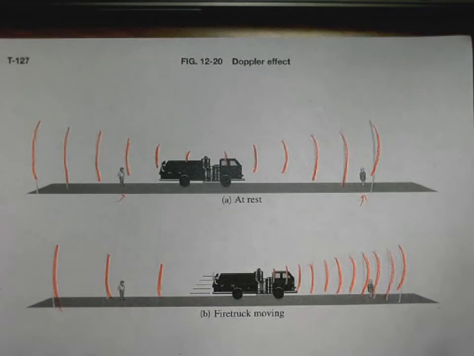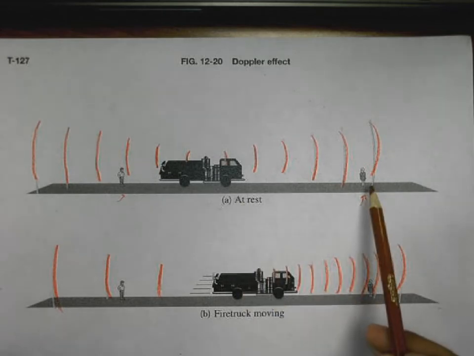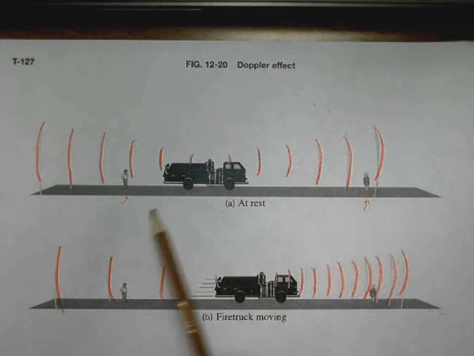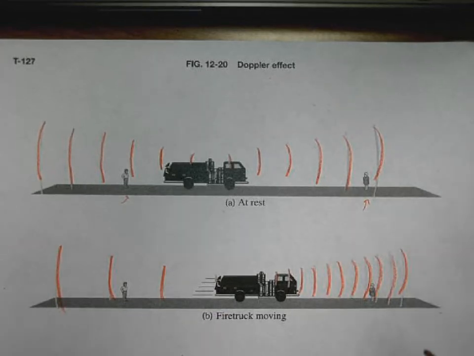So here I have a fire truck. The fire truck is at rest, and then I have a person here, a woman, and I have a man here. They are equidistant, or one's in front and one's in back. Sound, as mentioned before, will be put out as a sphere, so it goes out in all directions. Since the speed of the sound is dependent on the medium, in our case air, it goes out in all directions at the same speed.